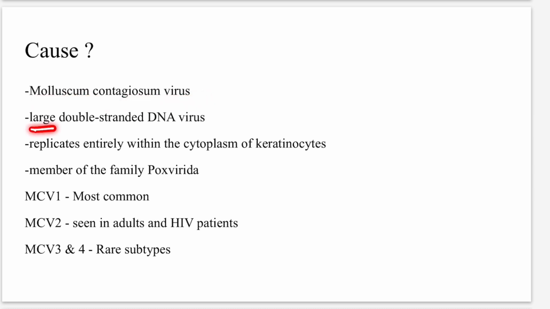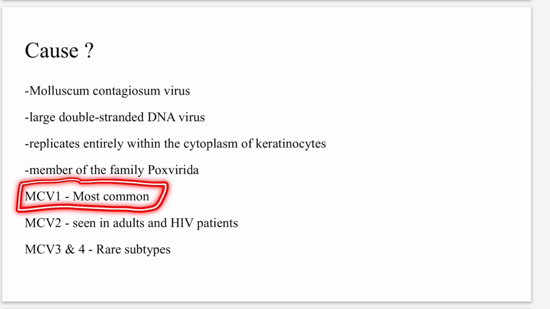This is a large double-stranded DNA virus. It replicates entirely within the cytoplasm of the keratinocytes. And this is a member of the family Poxviridae. So we have four main types of MCV. These are 1, 2, 3 and 4.